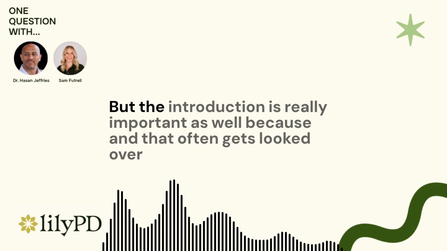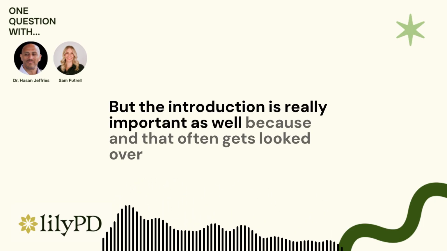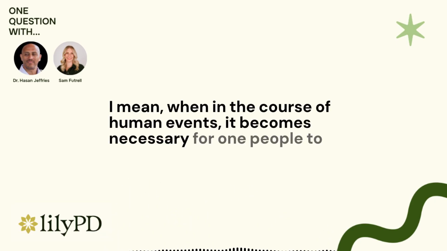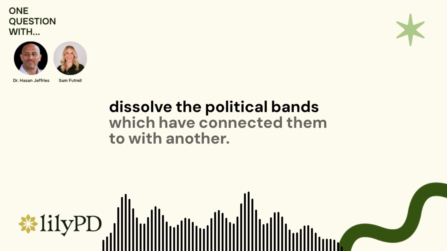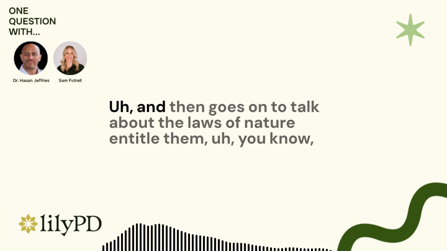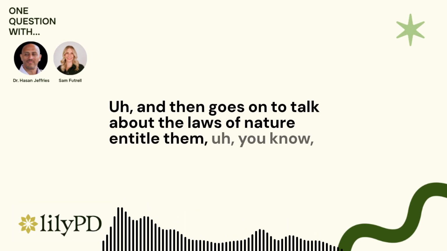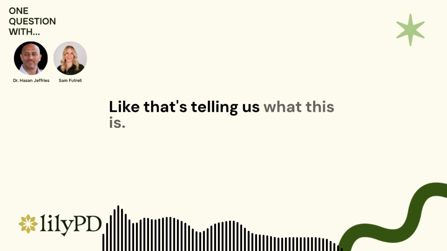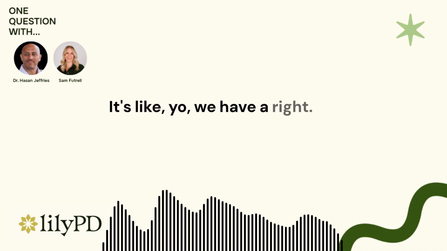But the introduction is really important as well, and that often gets looked over because we jump to the preamble. I mean, "When in the course of human events, it becomes necessary for one people to dissolve the political bands which have connected them with another," and then it goes on to talk about the laws of nature entitling them to seek independence. That's telling us what this is. It's like, yo, we have a right.